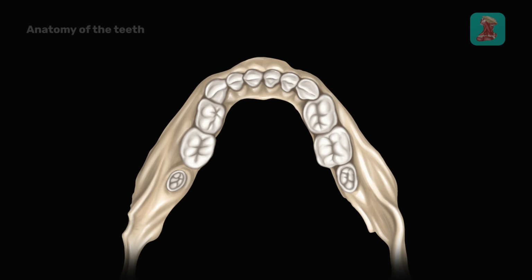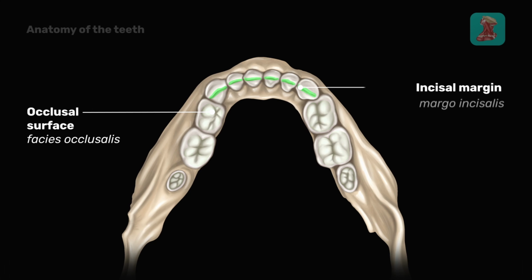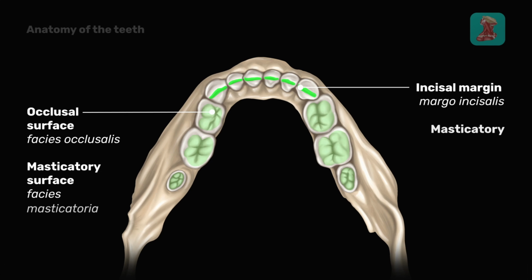The crown of the tooth has the following surfaces. The occlusal surface, which faces the teeth of the opposite jaw. It is present in molars and premolars, and in incisors and canines, with an incisal margin. This surface is also called masticatory, and the margin is called masticatory as well.